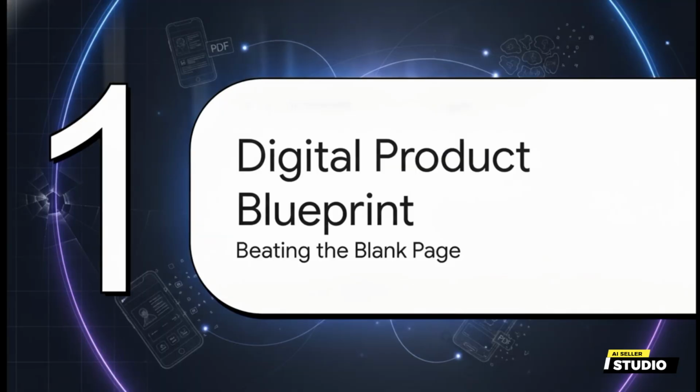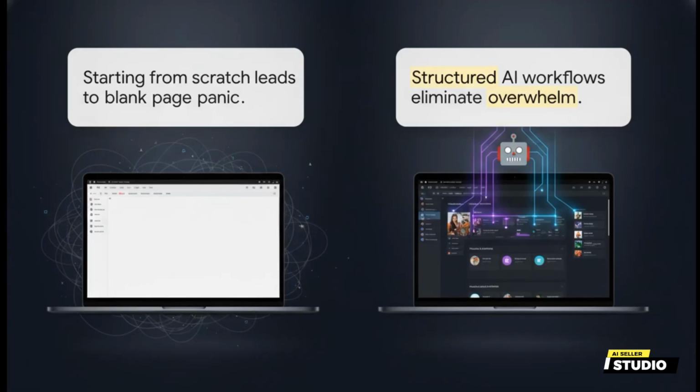Section 1. The Digital Product Blueprint, Beating the Blank Page. We have to start with the number one problem beginners face, the dreaded blank page panic. Starting completely from scratch almost guarantees you'll get overwhelmed. The traditional method on the left, staring at a screen, trying to build every single piece yourself, is exhausting. But look at the right side. The modern creator uses a structured, AI-assisted workflow. You use AI as your co-creator to blast past that blank page and kill the overwhelm instantly.